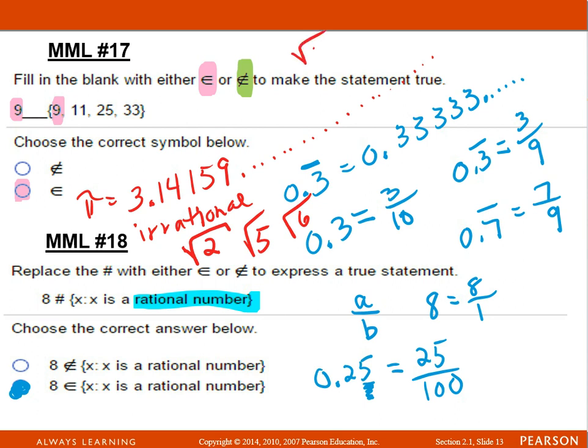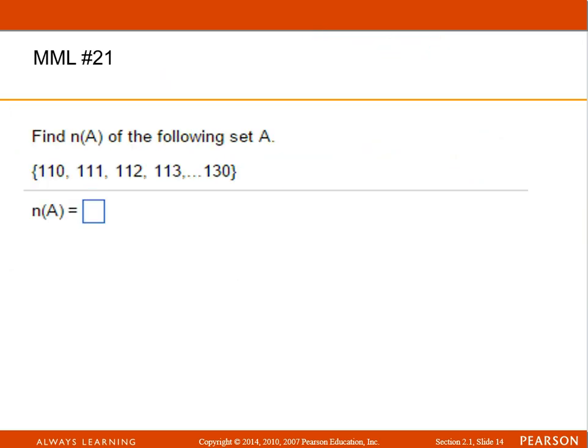Like if I said the square root of 25, that's not irrational because the square root of 25 actually equals 5, and 5 is 5 over 1. The number that's underneath here has to be something that's not a perfect square, and then you get something that's irrational. Anyway, the answer to number 18 is 8 is an element of the set of x such that x is a rational number. And now you probably learned more about rational numbers than you cared.